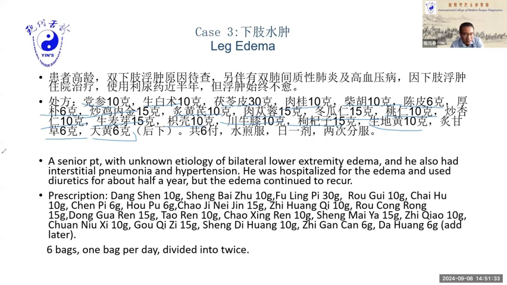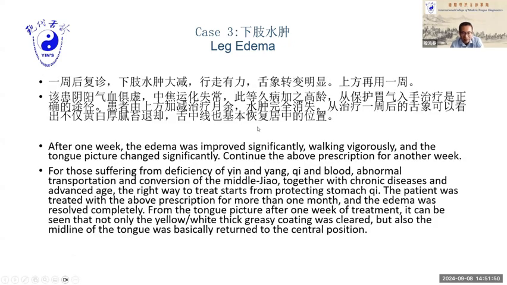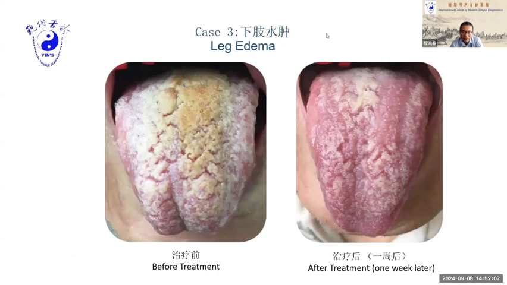After using 6 bags of tea, the patient's symptoms got a big relief. The edema improved significantly, he was walking vigorously, and the tongue picture changed significantly. We see the tongue change, we see the midline head back to normal.